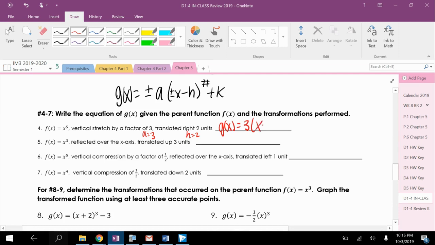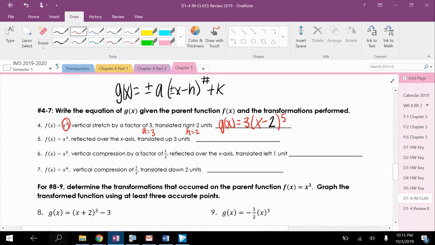parentheses x minus our h value. So our h value is 2. I'm going to plug that in. And now we just need to figure out what the power is. Well, this guy right here tells us the power. So the power of 5.